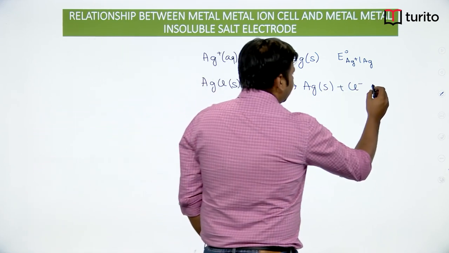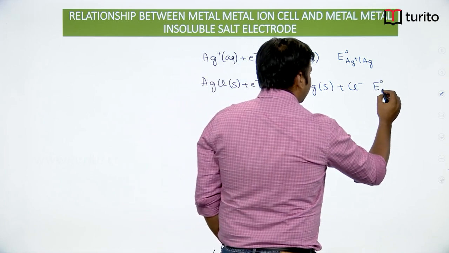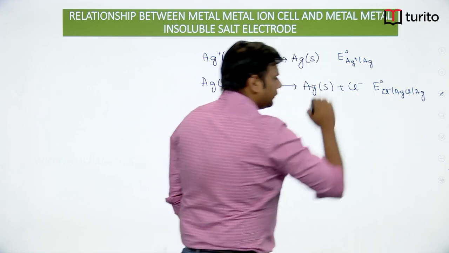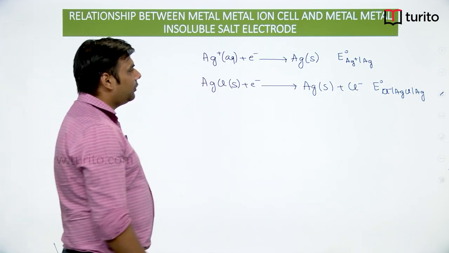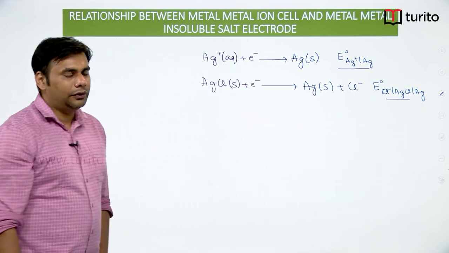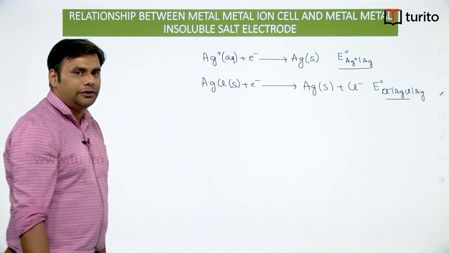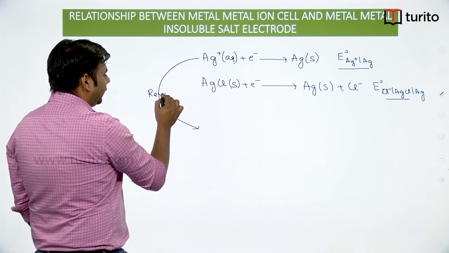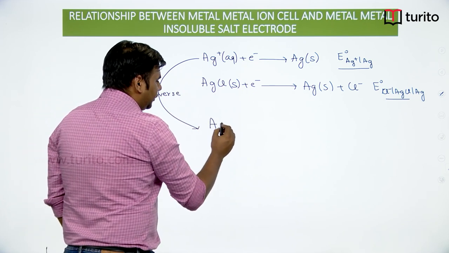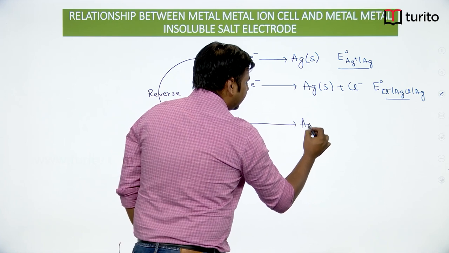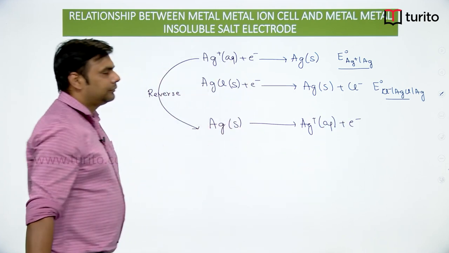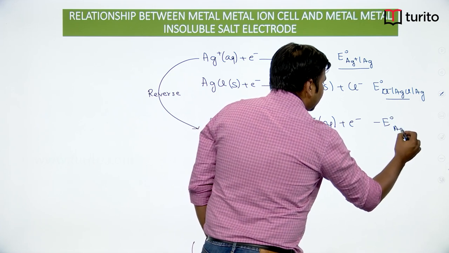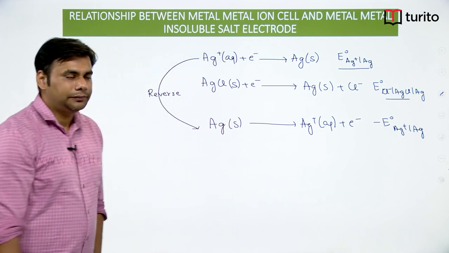Okay, so let us write the reduction potential as E naught, Cl negative, AgCl, Ag. I've already given you the cell notation, how we are writing this. Now we want to have some relationship between these two quantities. So what I'm going to do is form a full cell using these two data. I'm just going to reverse this reaction. When I reverse this reaction, I know that Ag solid is changing into Ag plus aqueous plus an electron. When you are reversing the reaction, its EMF would become minus E naught Ag plus Ag. Okay, hope this is clear to you.